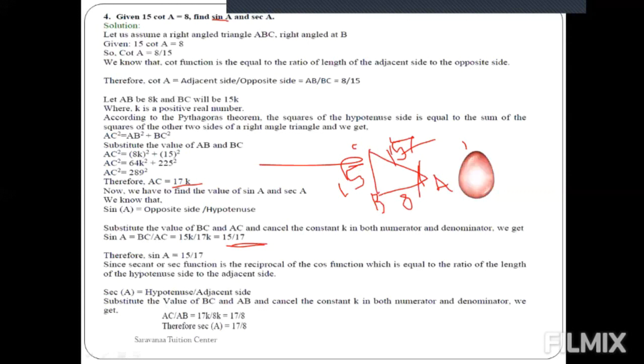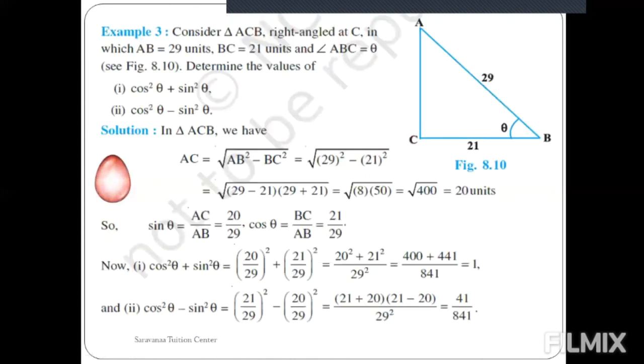So 15 by 17. And secant A is the reciprocal of cos A. So that is hypotenuse by adjacent. So hypotenuse is 17 and adjacent is 8. So 17 by 8 is the answer. Did you get it?